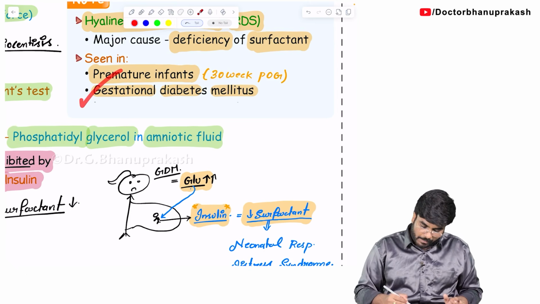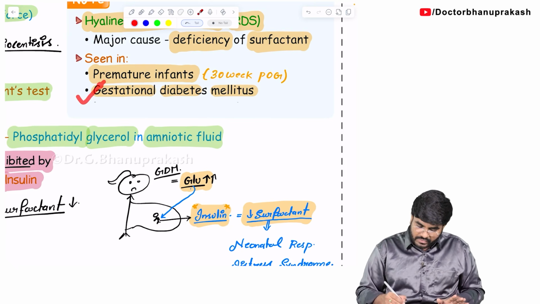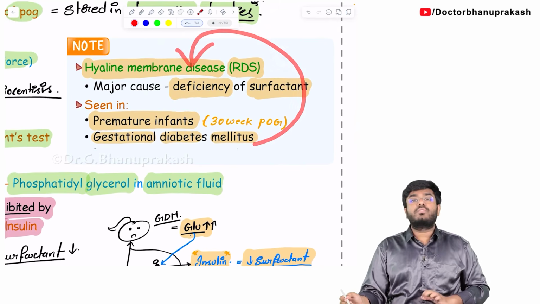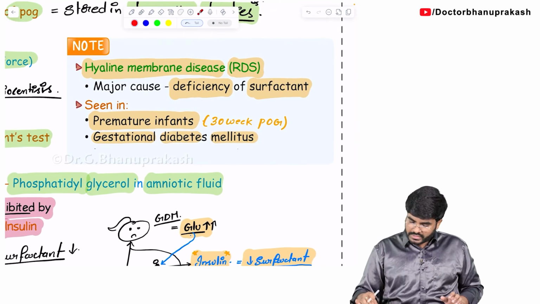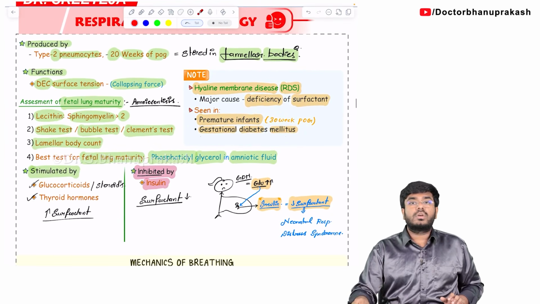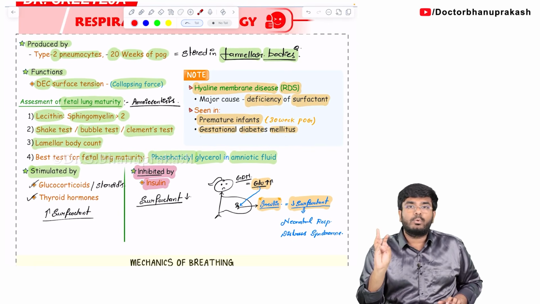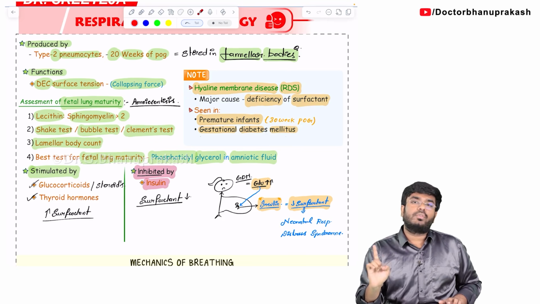So it is the mother suffering with GDM, not the baby suffering with GDM. The mother suffering with gestational diabetes mellitus will give birth to a baby who will suffer with hyaline membrane disease, also called respiratory distress syndrome. So with this, what have we completed? We have also completed the surfactant. We have seen important points about the respiratory zone, and also important points about the surfactant. Surfactant is very, very important for your exam.